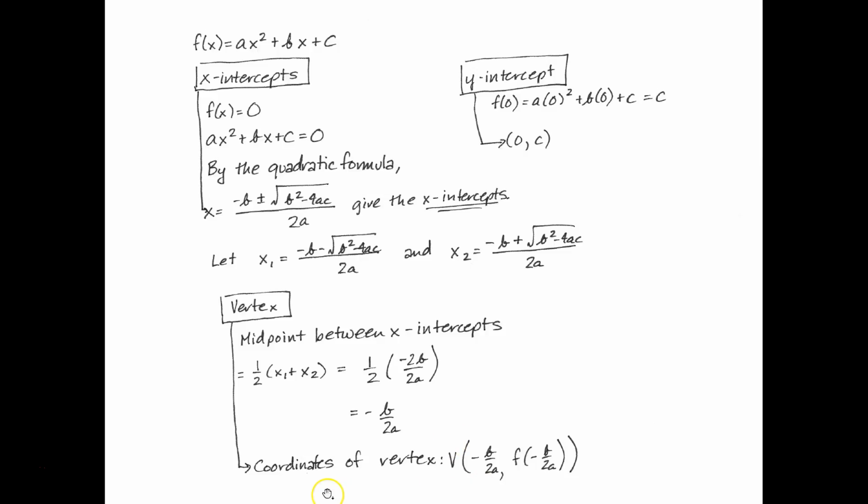So it turns out that the x-coordinate of the vertex of any quadratic function is going to be the opposite of b over 2a. We evaluate that in the original function. So if we take x to be negative b over 2a, that will give us the value of the y-coordinate of the vertex.